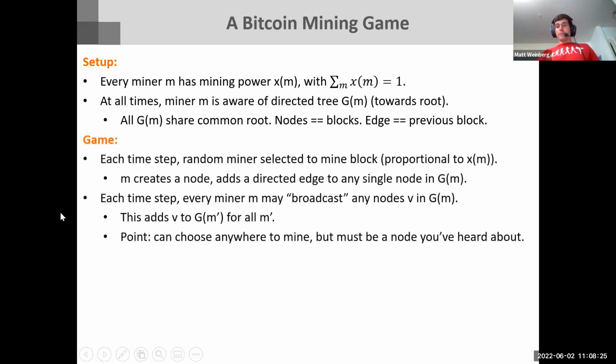Okay, so what's the actual game? So what are the strategies that the players have? A random miner is selected to mine proportional to their computational power. What do you do when you mine? When you're selected, you create a node. That's a new block you just made. And you add a directed edge to any other node that you've heard of. Again, you are allowed to pick any node that you've heard of. The game would like you to pick the longest chain, but the actions you can take are anything.